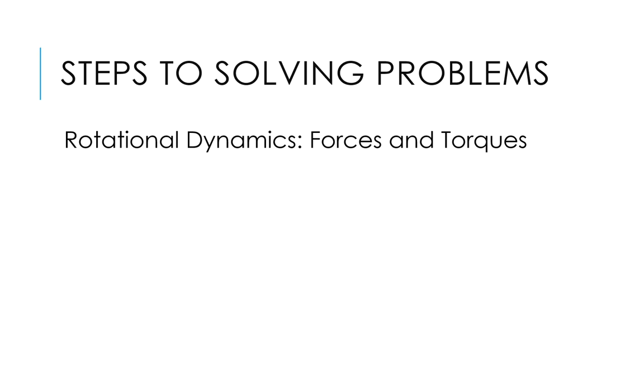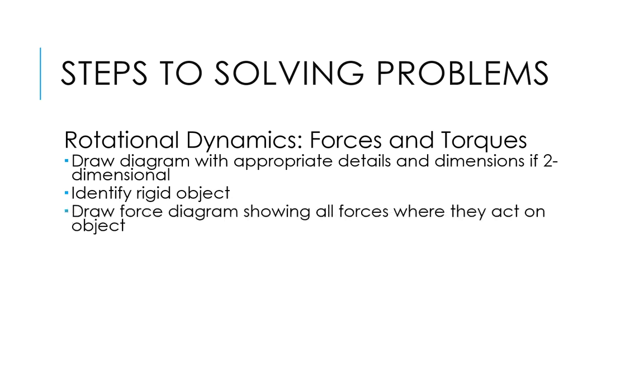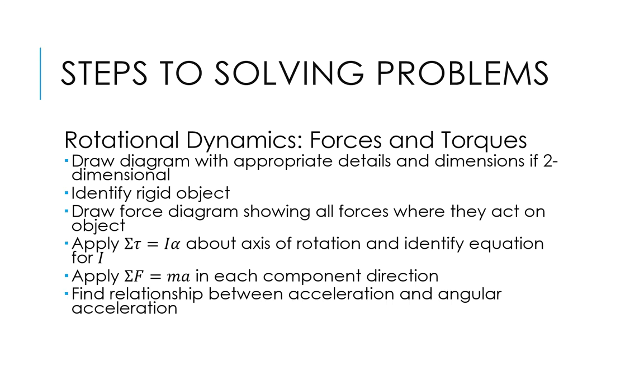Okay, so he's looking at the steps already. First, draw a diagram. And that was no shock, right? Now I'm doing this with the forces and torques method. So you draw the diagram, identify the rigid object that you're talking about, draw a force diagram showing all the forces where they act, apply sum of the torques equals I alpha. Now we've actually seen the equation, haven't used it yet, but we at least know it. Apply Newton's second law, find a relationship between acceleration and angular acceleration, solve it, and make sure it makes sense.